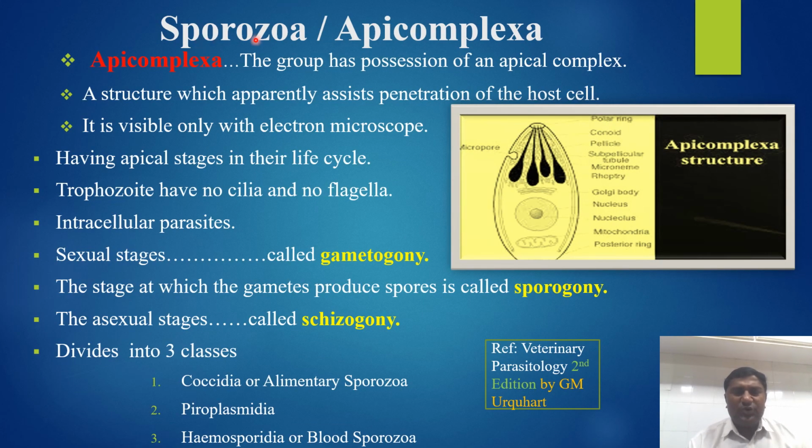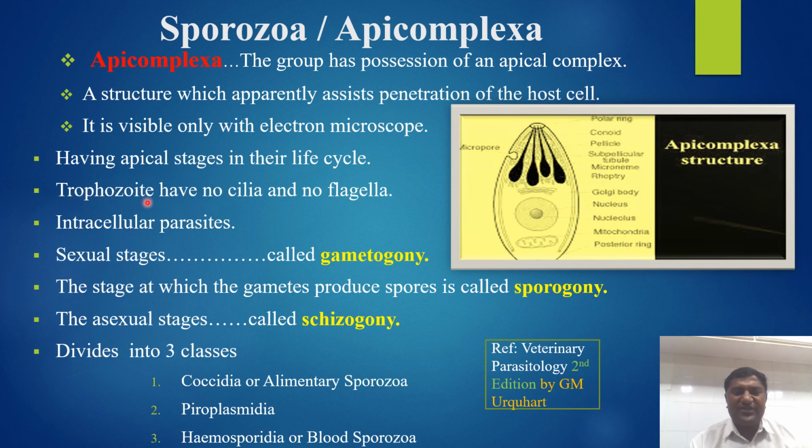So the Sporozoa or Apicomplexa, what does Apicomplexa mean? The Apicomplexa group has possession of an apical complex. What is the apical complex? It is a structure which apparently assists penetration of the host cell. It is visible only with electron microscope, and they have apical stages in their life cycle.